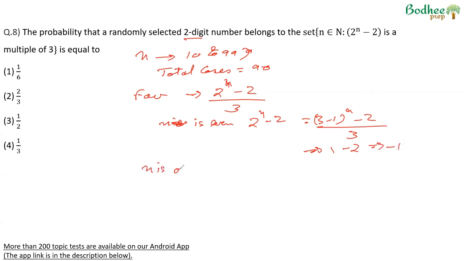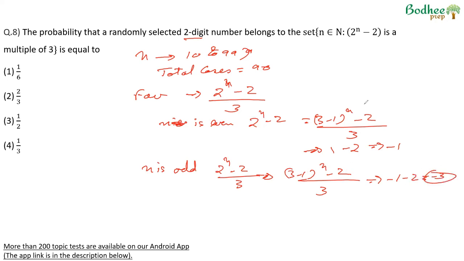If n is odd, 2 raised to power n minus 2 by 3. If we check, this becomes 3 minus 1 raised to power n minus 2 by 3. Minus 1 raised to power odd will be minus 1, so remainder will be minus 1 minus 2. Minus 1 from here, minus 2 from here, which is minus 3 overall. So this will be divisible. So whenever n is odd, we will have a number divisible by 3. Those are the favorable cases.